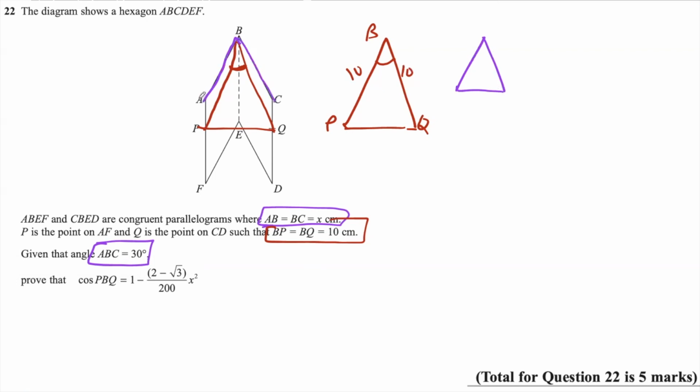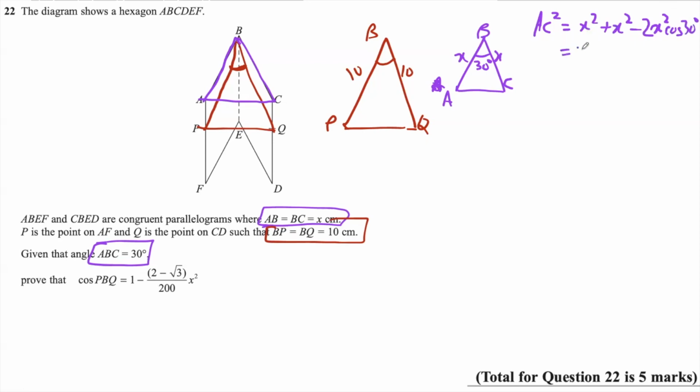So ABC is this triangle with the sides x and x, and the angle in the middle is 30 degrees. Okay, so let's start off by using cosine rule on the triangle ABC. So AC squared equals x squared plus x squared minus 2 times x, which is x squared, times cos of 30.